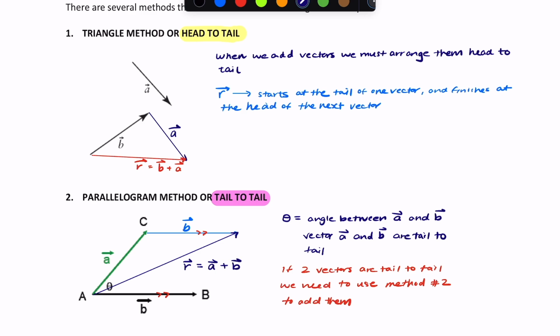If we look in terms of the angles, we see here that angle C will be equal to 180 degrees minus whatever theta is.